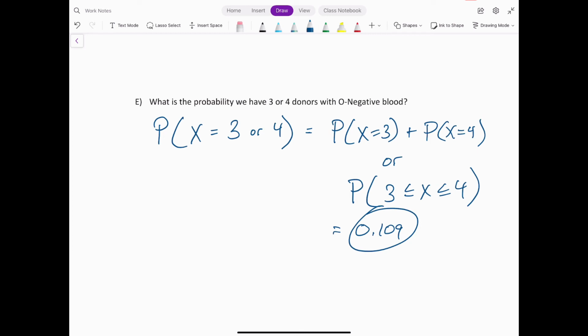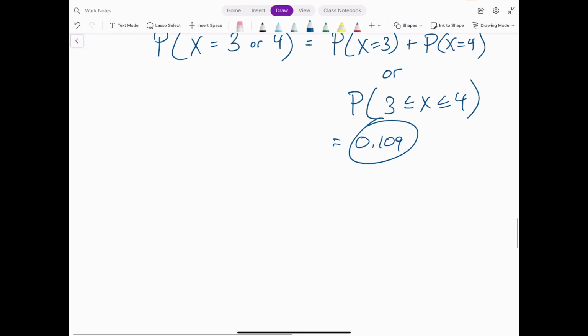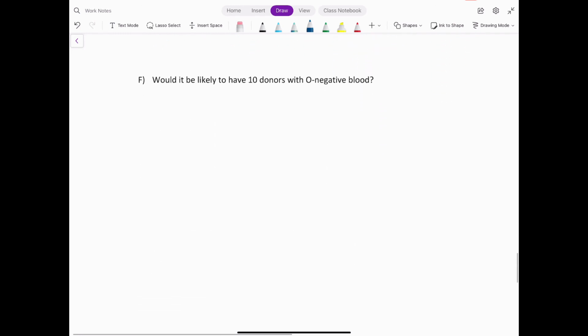All right, so I'm hoping you guys are seeing how easy it is to work with that calculator, hopefully. If you have any questions, email me. Let's see if we have one more. Yes, we have one more.